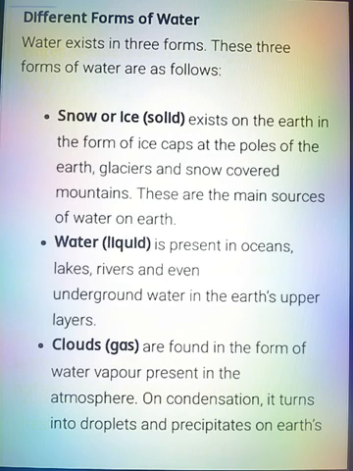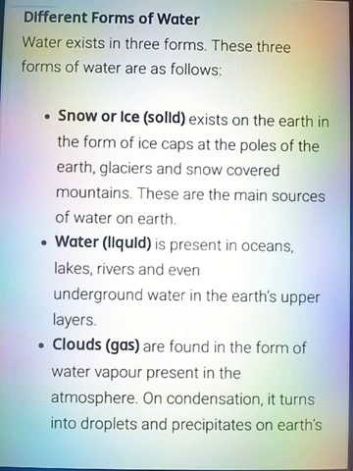First, snow or ice, solid. It exists on the earth in the form of ice caps at the poles of the earth, glaciers and snow-covered mountains. These are the main sources of water on earth. Second, water, liquid, is present in oceans, lakes, rivers and even underground water in the earth's upper layers. Third, clouds, gas, are found in the form of water vapor present in the atmosphere. On condensation, it turns into droplets and precipitates on the earth's surface.